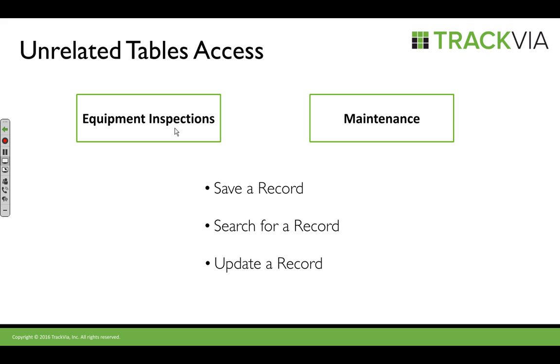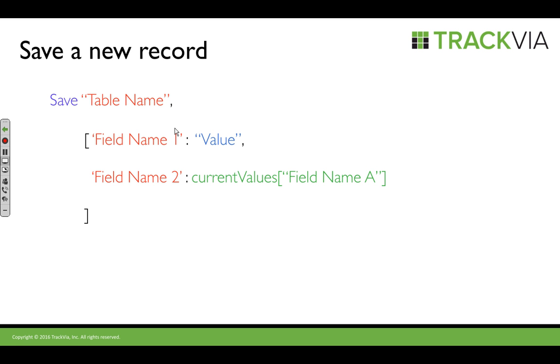So what we'll do is I'll show you the three ways that you can actually access an unrelated table. You can save a record against a table that's not related. You can search for a record in the unrelated table, and you can also update a record based on specific criteria of an unrelated table. So we'll go through each of these.